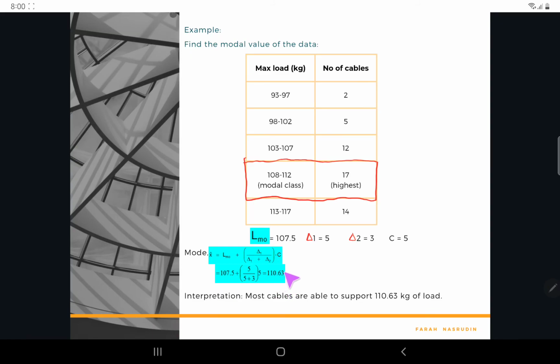Okay, what is meant by that? It means that most cables are able to support 110.63 kg of load. So ini kita punya mode lah.